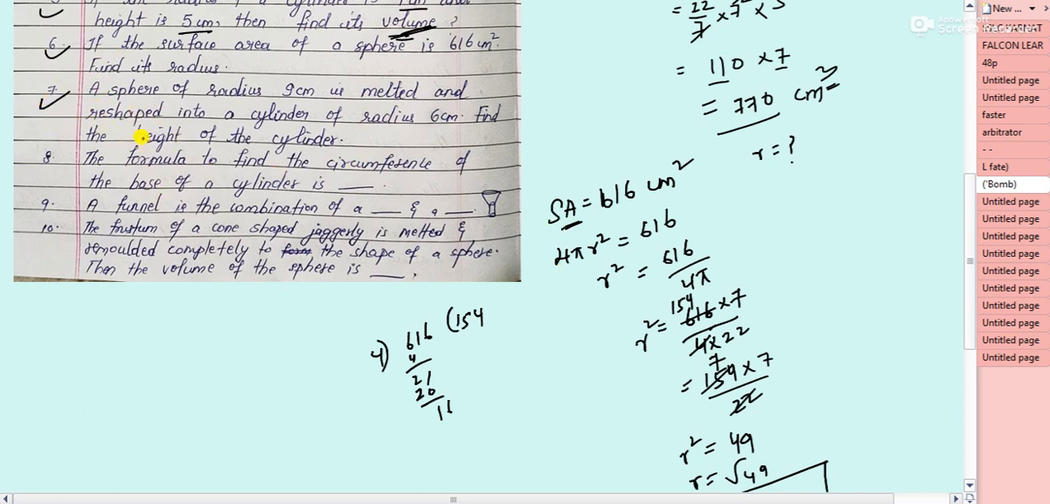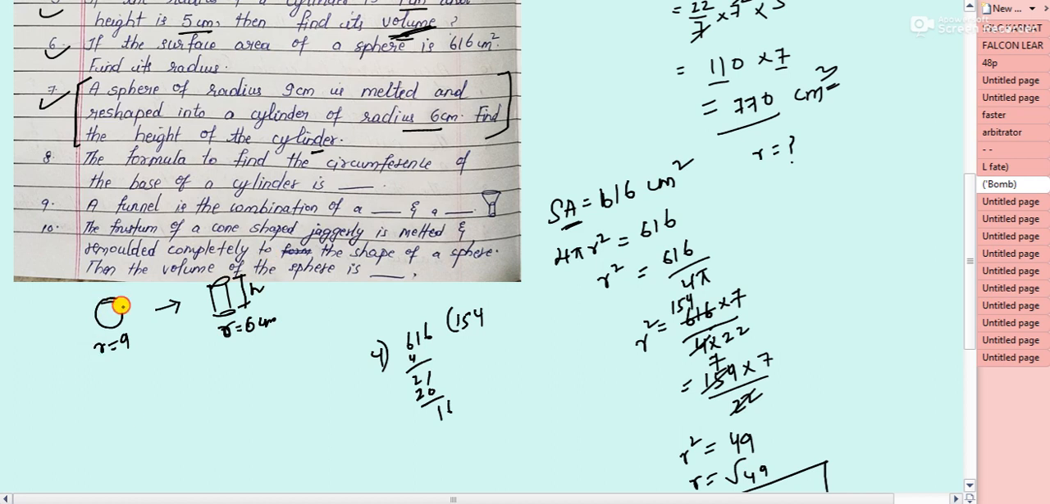Next is question number 7. A sphere of radius 9 is melted and reshaped into a cylinder of radius 6 centimeter. Find the height of the cylinder. So this type of question you may expect for 2 marks. Okay, if they are asking for 2 marks, you can expect such questions. So this is the sphere of radius they have given, 9 centimeter. It is melted and reshaped into a cylinder of this base radius, how much? 6 centimeter. Find the height.